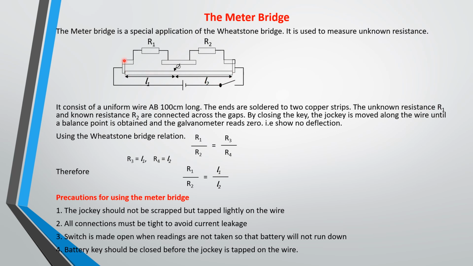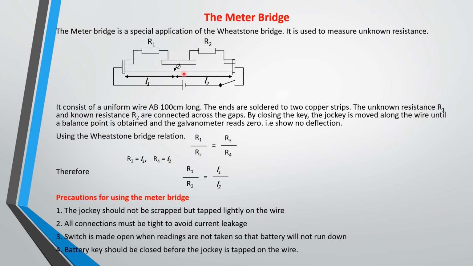The ends of it are soldered to copper strips. Then the unknown resistance and the known resistance are connected across the gaps. You can see the known and the unknown resistance. This is the jockey, and this round one is the galvanometer. By closing the key, the jockey is moved along the wire until a balance point is obtained, and then the galvanometer reads 0. Don't forget that it is only when the galvanometer reads 0, a zero deflection, that you have a balance point.